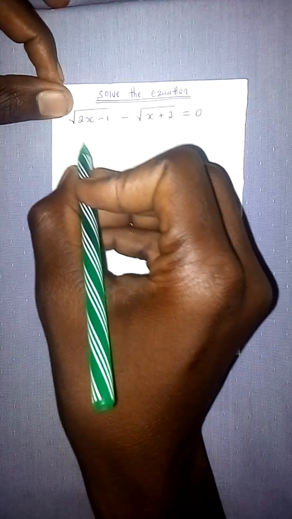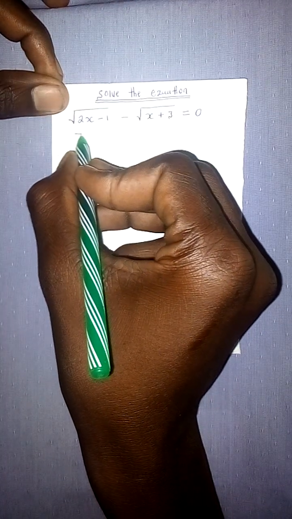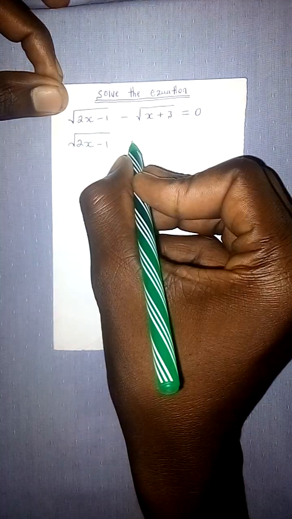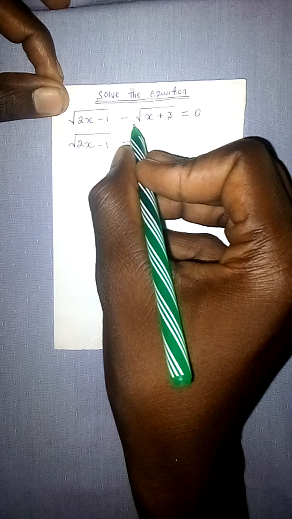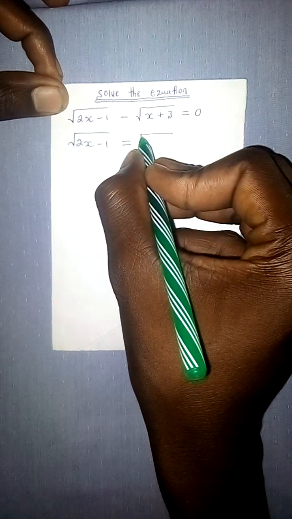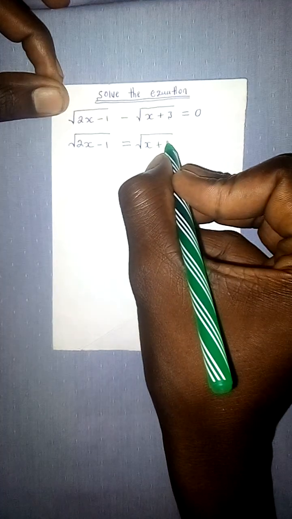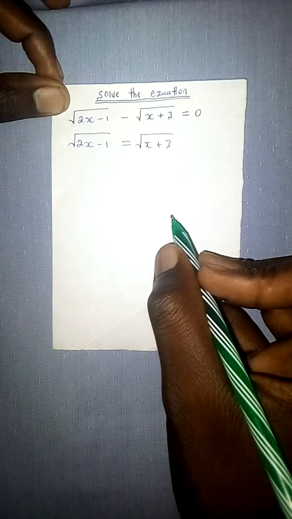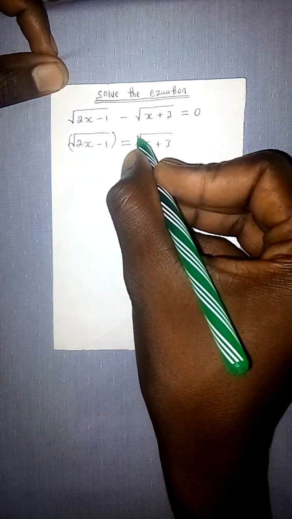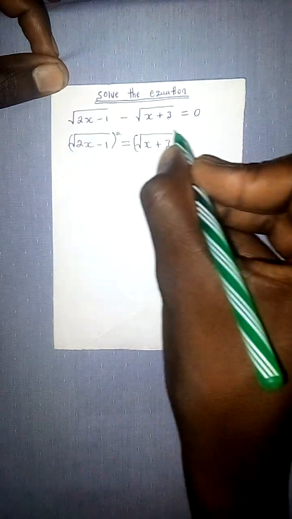So we'll simply start with taking this part to the other side, right? In this case, this side will remain with the square root of 2x minus 1, being equal to, when these things come to this side, it will be positive, right? So we'll have x plus 3, just like that. Then what's next? Well, let's get rid of the square roots by simply raising both sides to the power 2.